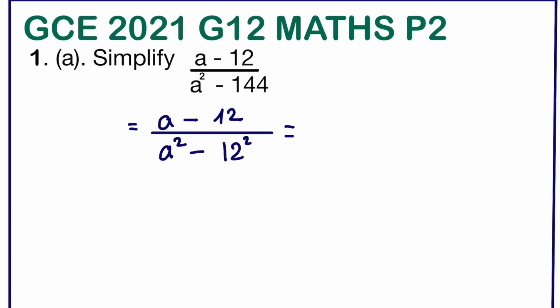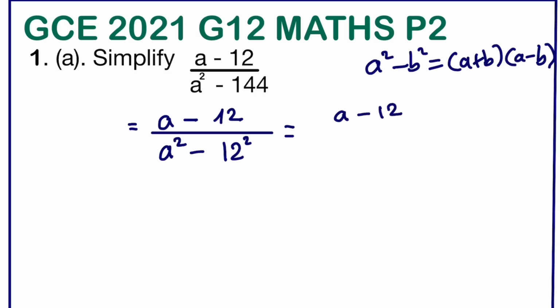So the formula of difference of two squares, if you have a squared minus b squared, is equal to a plus b, a minus b. So we are going to use it here. So we are going to have a minus 12 for the numerator, and for the denominator, this is just the same as a, and this is b. So a plus 12 and a minus 12.